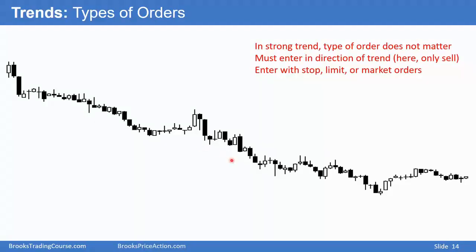When the market's in a strong trend, only two things matter. You can only trade in the direction of the trend, here sell, and the other thing is you have to get into the trend. You have to sell. And you can do it with any kind of an order, stop order, market order, or limit order. When a channel down is very tight, the pullbacks are small, they only last a bar or two, some traders will sell at the market.